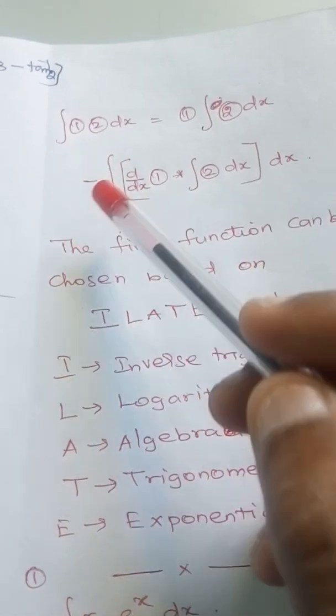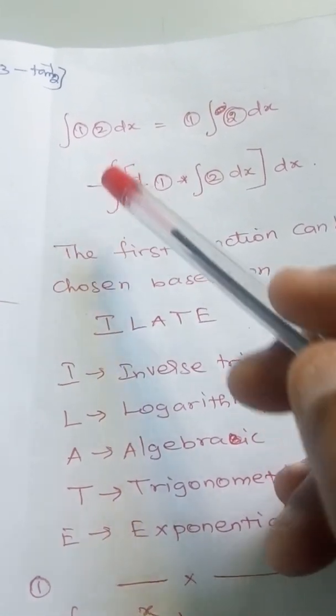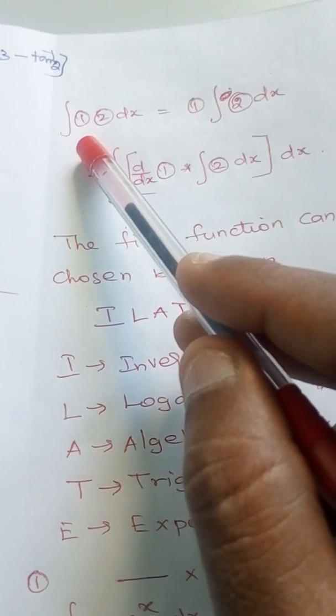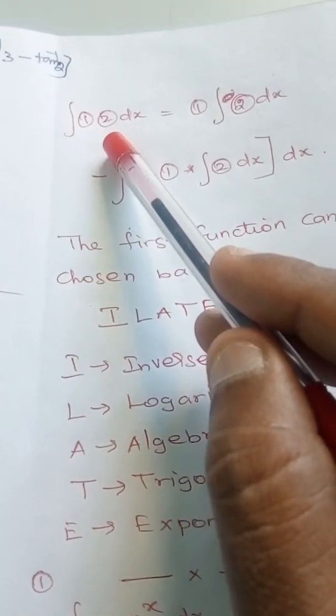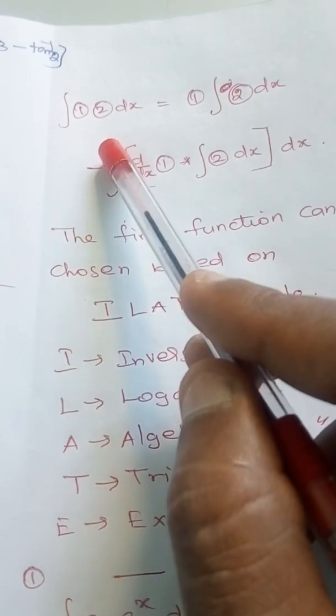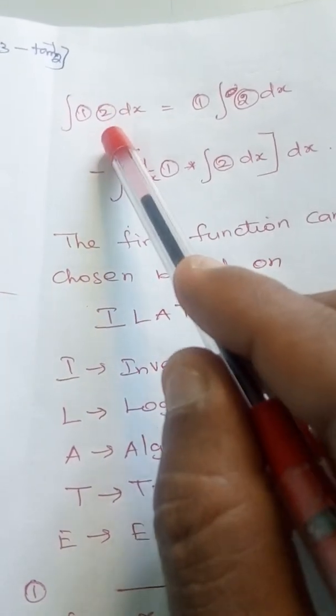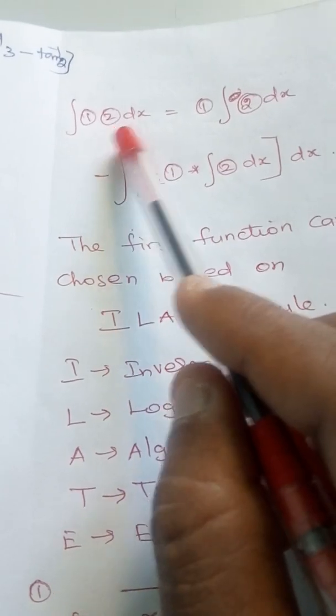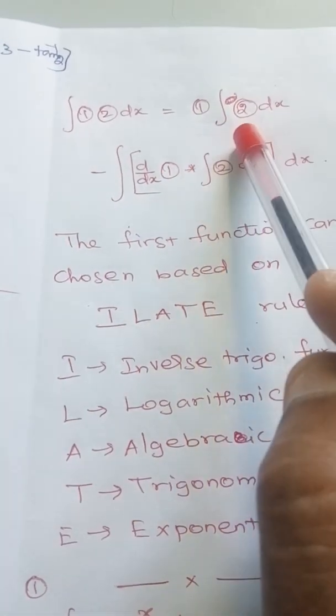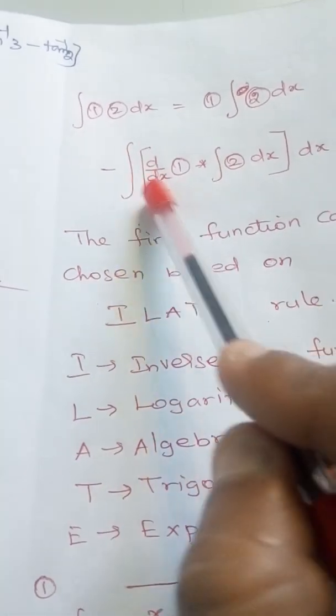We are allowed to choose which one can be the first function or second function. It is always advisable to choose the second function as the easy function to integrate, because integration will be a tough concept when compared to derivation.